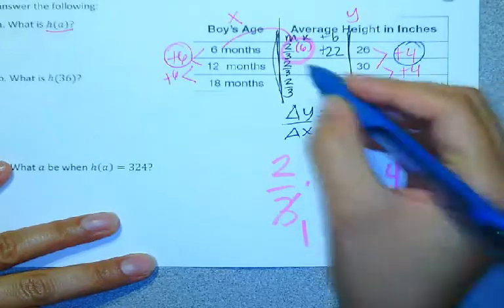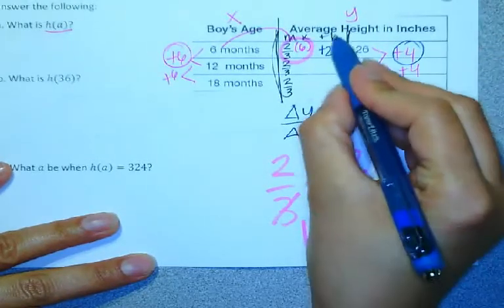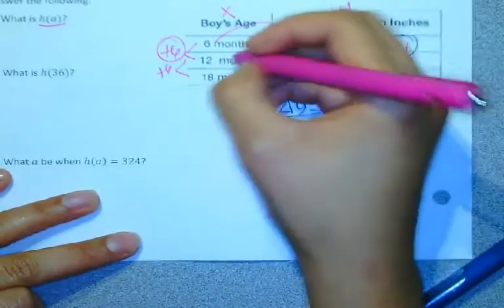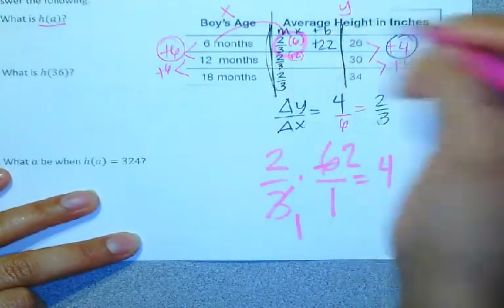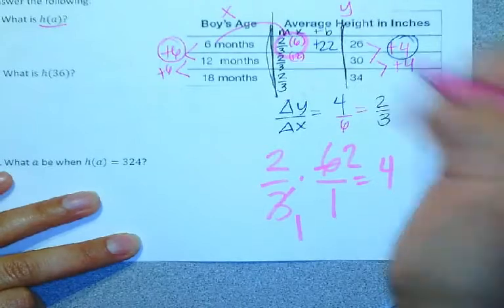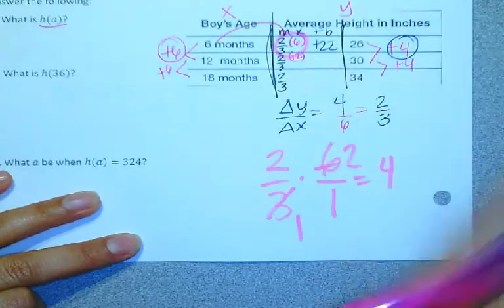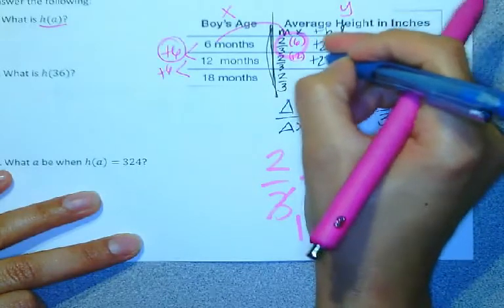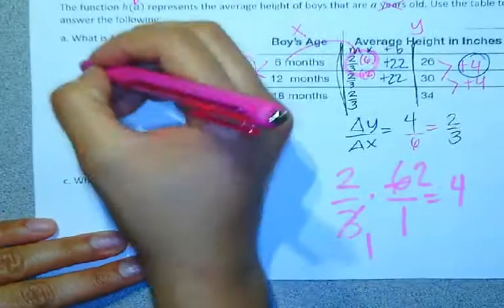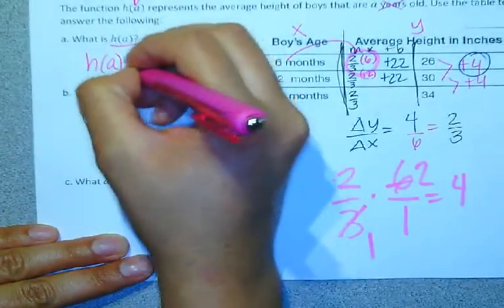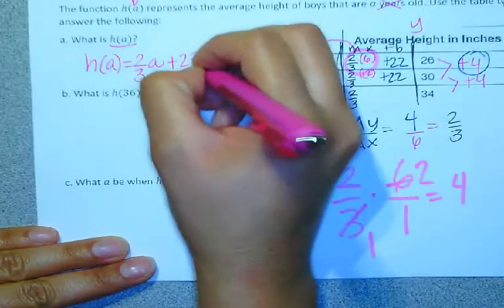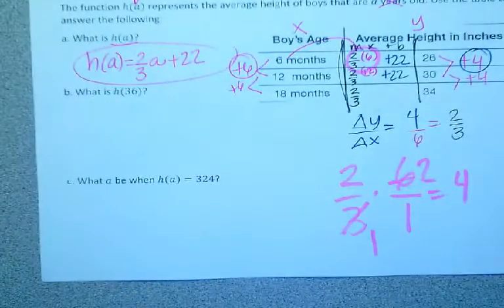And then I do the same just to test it out, since I already found my b. My b is 22. And I will try it out with the next one. 2/3 times 12 would be 8. And 8 plus 22 does give me 30. So now I know that h of a would be 2/3 a plus 22.